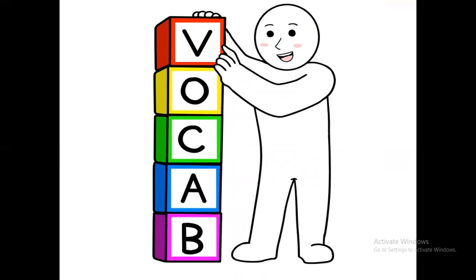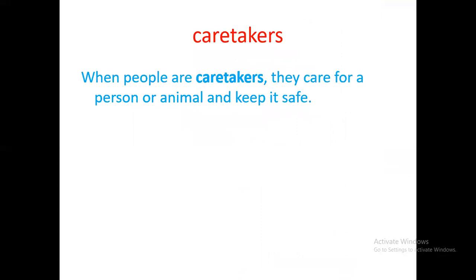Now let's take the vocabulary. Here we have some new vocabulary words. You're going to find the new vocabulary words on pages number 148 and 149 in your reading book. So let's start. The first word here is caretakers. What's the meaning of caretakers? When people are caretakers, they care for a person or animal and keep it safe.